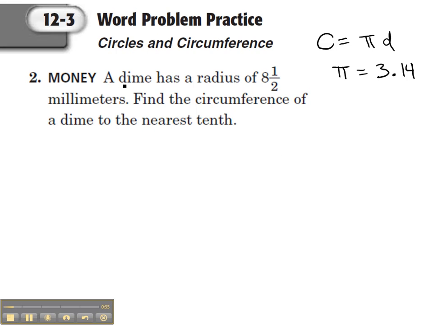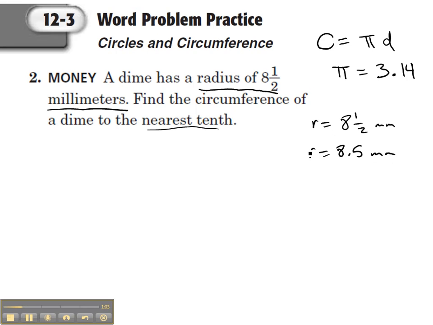And let's read this question. A dime has a radius of 8.5 millimeters. We want to find the circumference of the dime to the nearest tenth. Okay, so the first thing I notice is that they've given us radius 8.5 millimeters, and I prefer to have that as a decimal. So radius equals 8.5 millimeters.